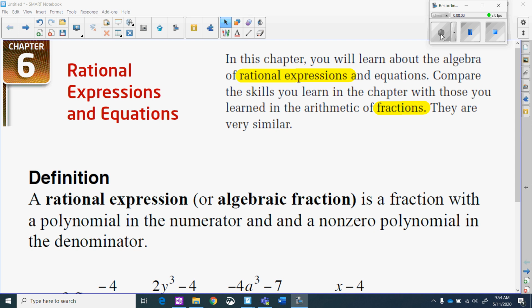This video lesson is going to go through an introduction to our next concept, which is rational expressions. Just a little bit of background on the unit.